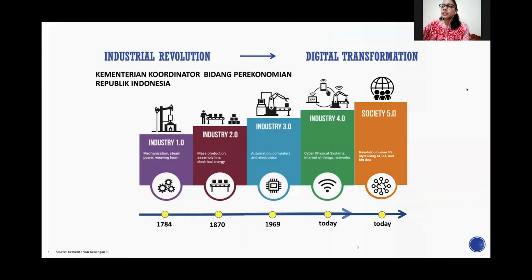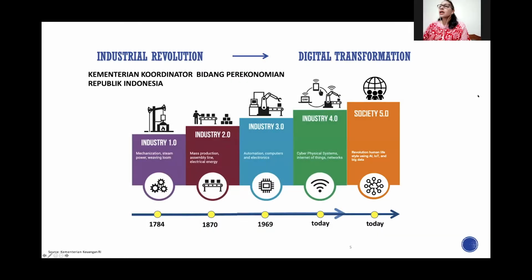Okay, this is the industrial revolution. I think you all know about the industrial revolution. Now we are in industrial 4.0. Now we are moving to society 5.0. So the industrial revolution is very important. Internet is very important. We cannot live without that nowadays.